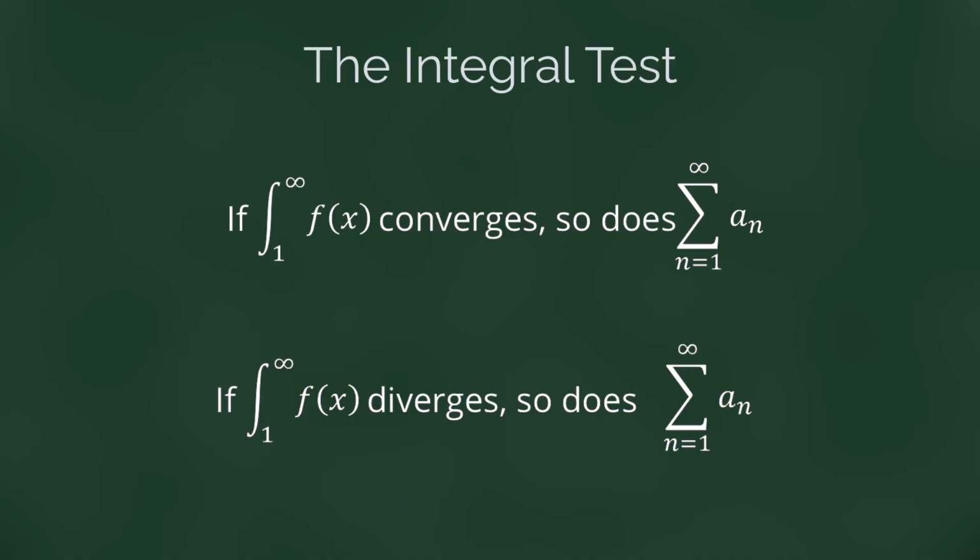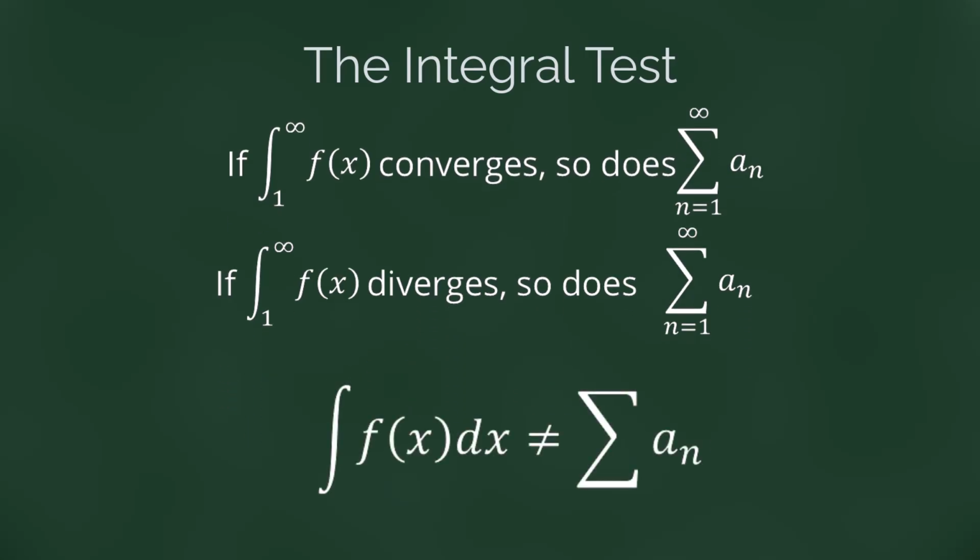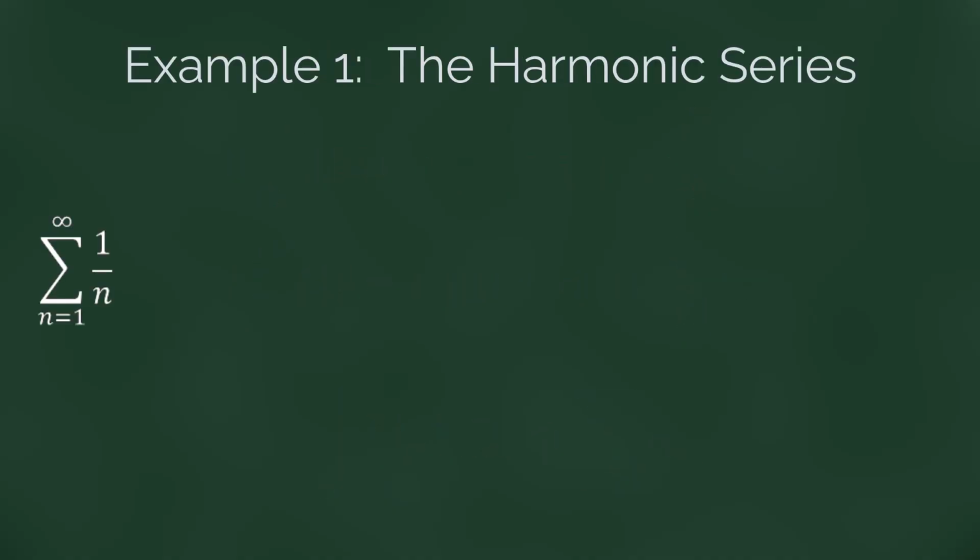While we can use the value of the integral to help us determine whether or not the series converges, it is not the case that the value of the integral and the value of the series are the same in the case of convergence. For our first example, let's take a look at a series that you may be familiar with, the sum from n equals 1 to infinity of 1 over n. This is called the harmonic series.